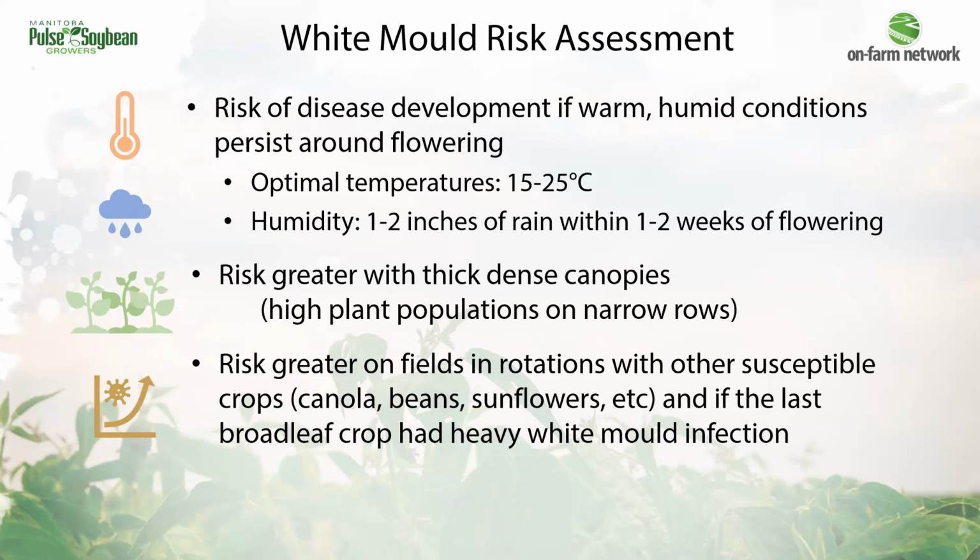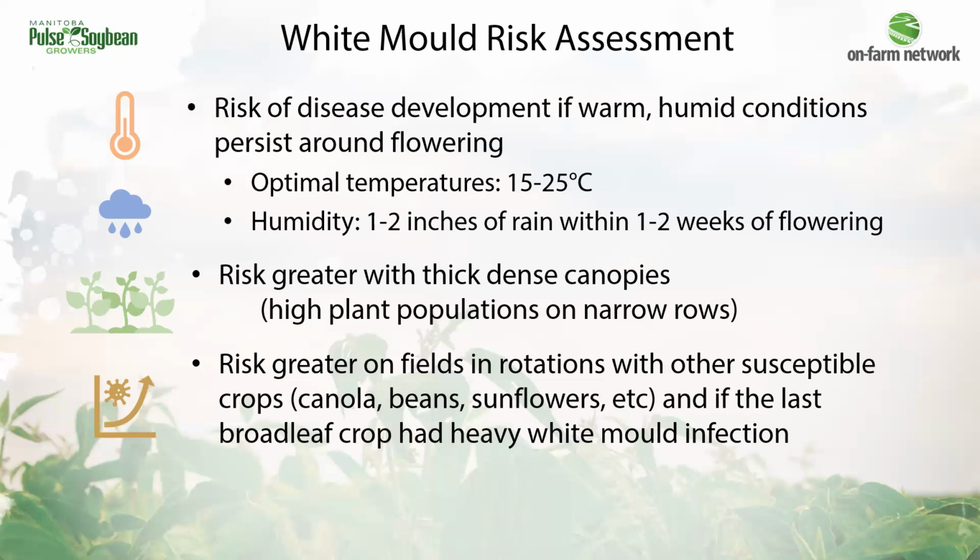If we're seeing 1 to 2 inches of rain within 1 to 2 weeks of flowering, and that persistent leaf wetness when walking through the crop, risk is going to be higher for white mold development. Thicker, denser canopies will also create a microclimate that is more humid and cooler, promoting disease development. And the last risk factor to consider is your cropping history. If there are several host crops in rotation back to back, risk is going to be higher.